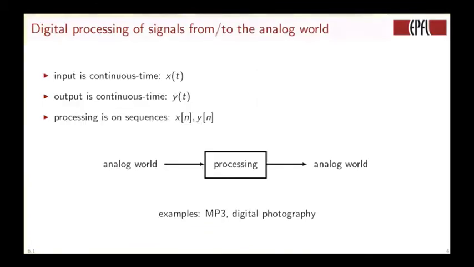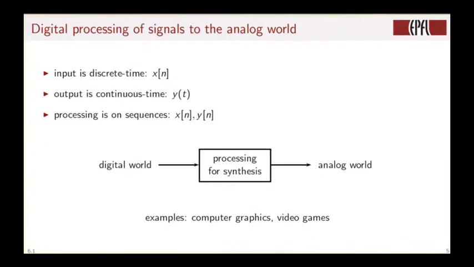We can show this in block diagram form. We live in an analog world, so input and output are from and to the analog world, but inside we process on a computer which is discrete time. The input is x of t, the output is y of t, but inside the box we process sequences x of n, y of n. Examples of such boxes are the processing we do for MP3 music or what we do in a digital camera. Other examples are the following.